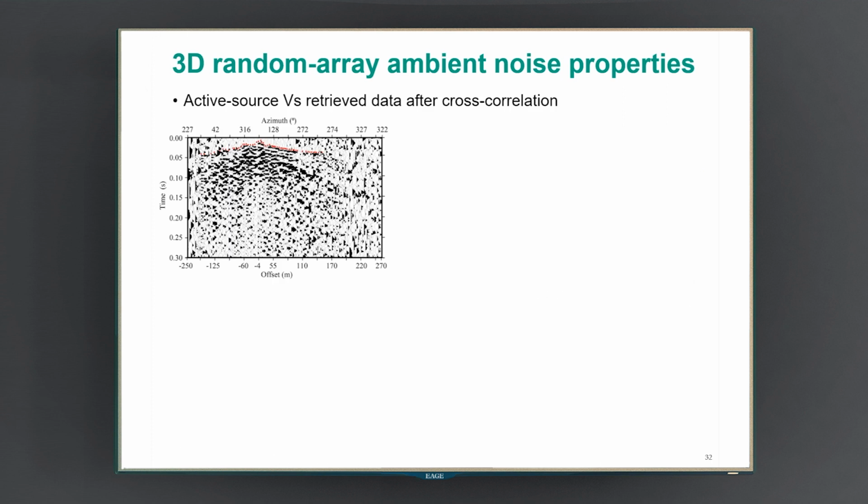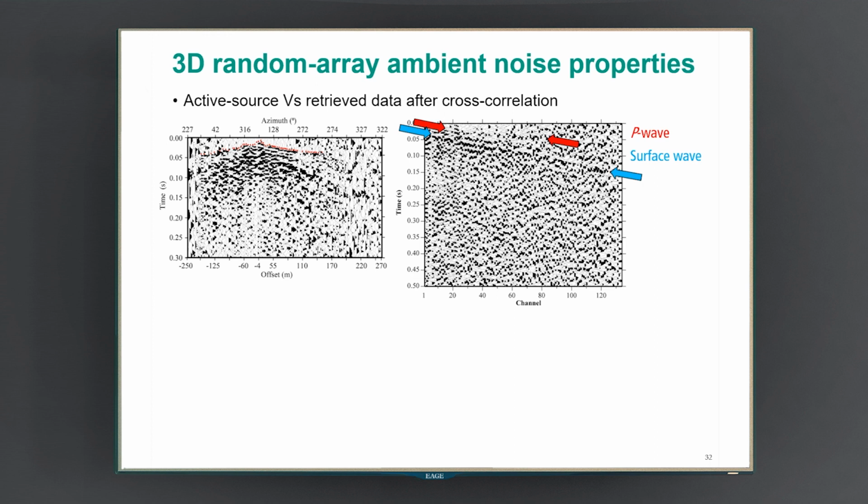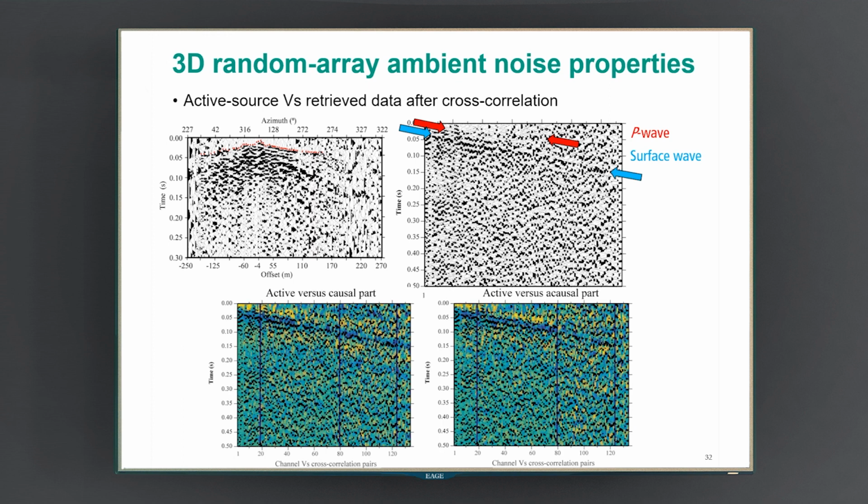So we can now take our active source gather, pre-sorted by absolute offset. We get the source gather shown to the right, with the red arrows indicating the P wave direct arrival and the blue arrow indicating the surface wave. If we overlay our active gather on top of both causal and acausal part of the retrieved data, we can see that it matches very well with the active source surface waves, which brings us to the conclusion that they are definitely of surface wave origin.